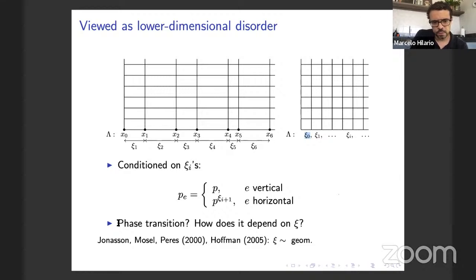So the question is, does phase transition always occur in this setting? And if so, how does it depend on the law of these random variables that you are using for stretching the model? This has been considered in other works. In this work of Jonasson, Mossel, and Paris, they consider stretching in Z^d, so d dimensions, and in all directions, not only in one direction like here. And also in the work of Hoffman in 2005, they consider two dimensions only. And in all these works, the psi random variables have to be geometric, all right?